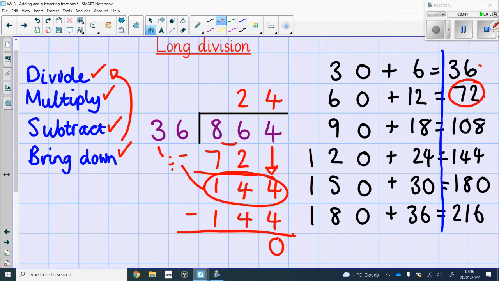And there is also nothing else left in our dividend to bring down. So therefore, my calculation is finished. But even if there was another step, you would just bring down the next number in the dividend and move straight back round to the start, which is divide.